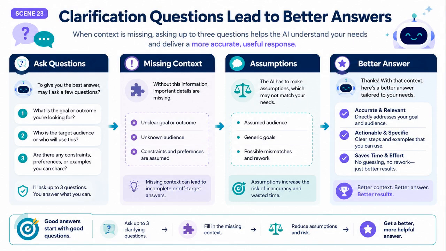Now let's look at ask the AI what it needs. A powerful trick is to ask the AI for missing information. You can say, before answering, ask me up to 3 questions if needed. Or, list any assumptions you are making. This helps when the task is unclear. It also reduces wrong or generic answers. For professional work, this habit is very useful. It turns prompting into a clearer collaboration.